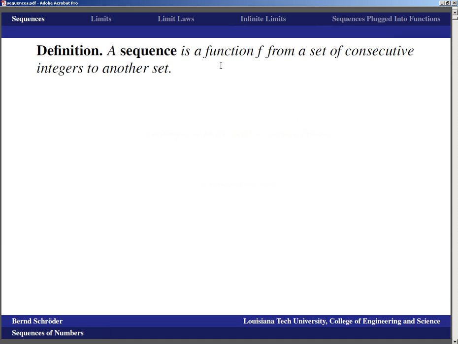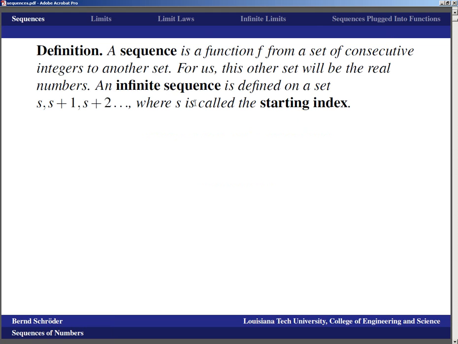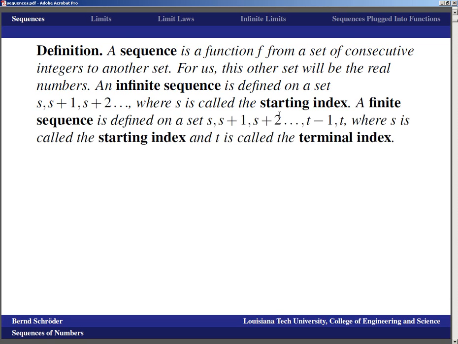A sequence, technically speaking, is nothing but a function f from a set of consecutive integers to another set, and for us that other set will usually be the real numbers. An infinite sequence is therefore defined on a set s, s plus 1, s plus 2, and so on of consecutive integers, where s is the starting index. A finite sequence is defined on a set of integers s, s plus 1, s plus 2, all the way to an integer t, where s is called the starting index and t is called the terminal index.